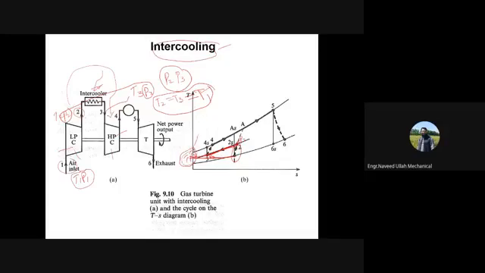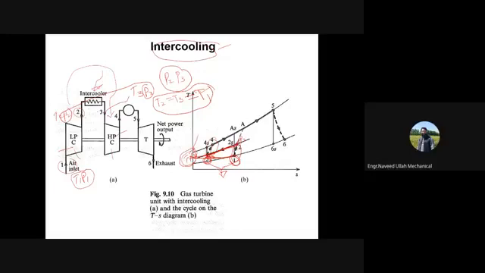Okay, what is T1? That is the temperature of the air at the entry to this low pressure compressor, and T3 is the temperature of the air at the entry to the high pressure compressor, and both are the same. That is why this is intercooling, it happens like this. For perfect intercooling, these temperatures should be the same.